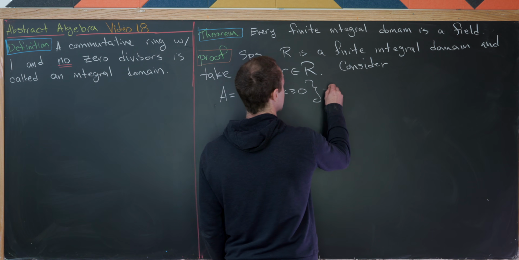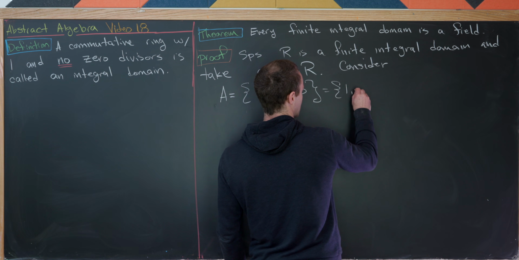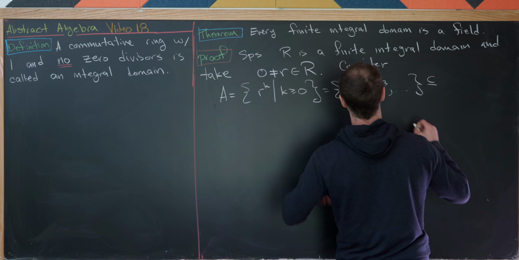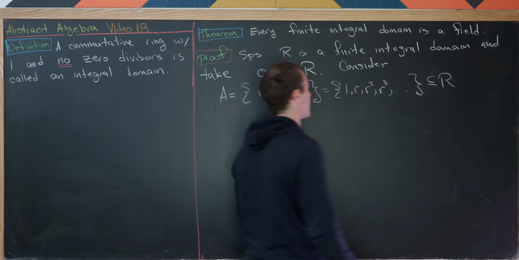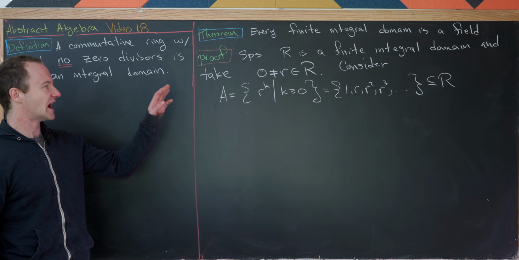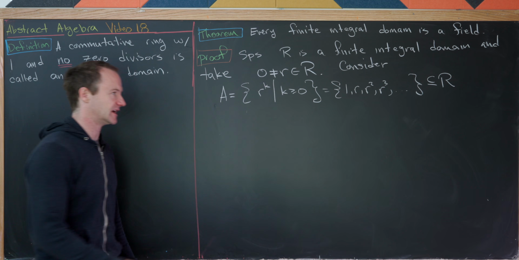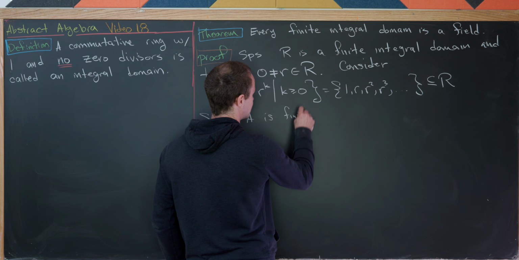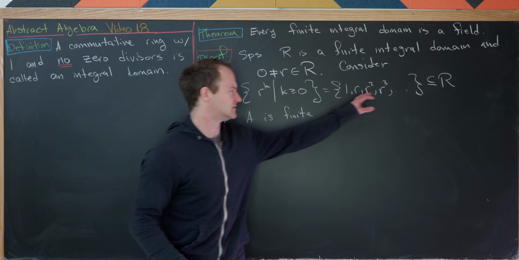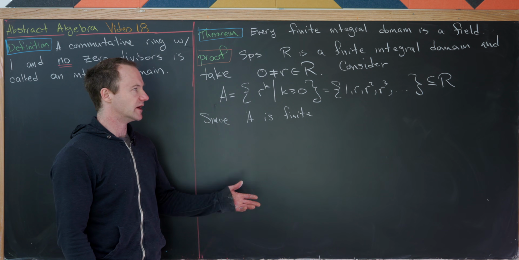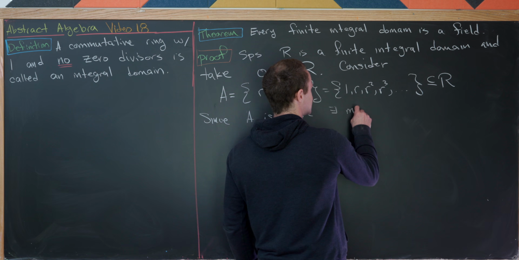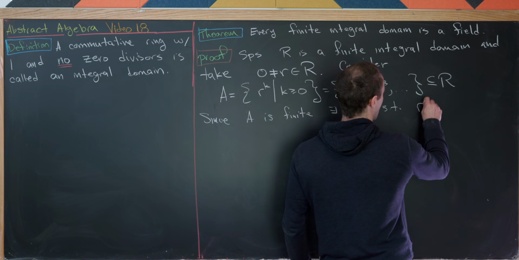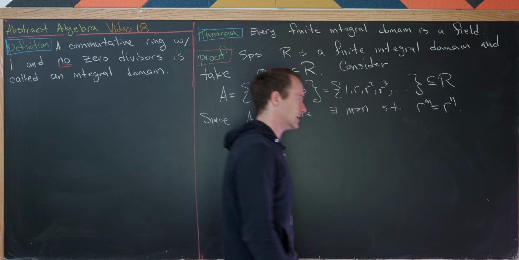So what are some things inside here? We've got r^0, which is 1. We have r squared, r cubed, so on and so forth. And notice that that is most definitely a subset of R. But since R is a finite set, we know that A is also a finite set. But since A is finite, that means that this does not keep going and going. In other words, there exist m and n, and I'll point out that m must be bigger than n, such that r^m is equal to r^n.